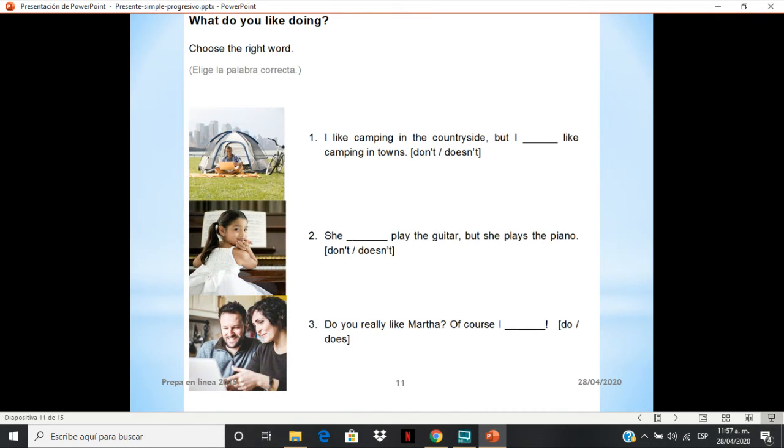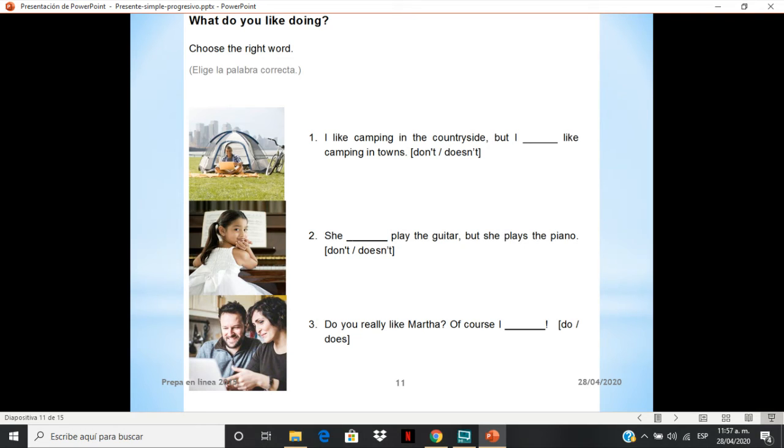Okay, now try to answer this. What do you like doing? What do you like doing? Yes? I like camping in the countryside, but I like camping in towns. She play the guitar, but she plays the piano. Do you really like Marta? Of course, I.